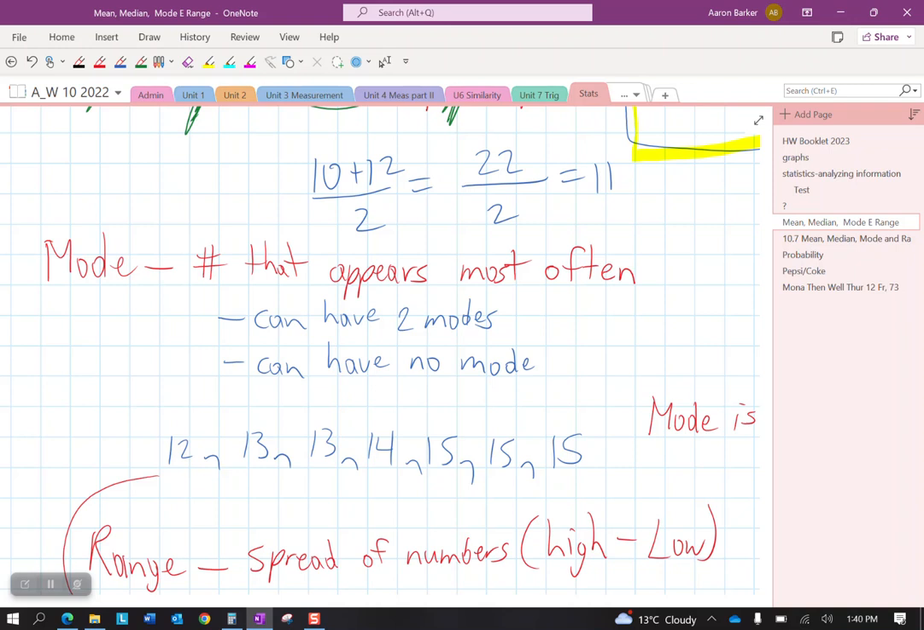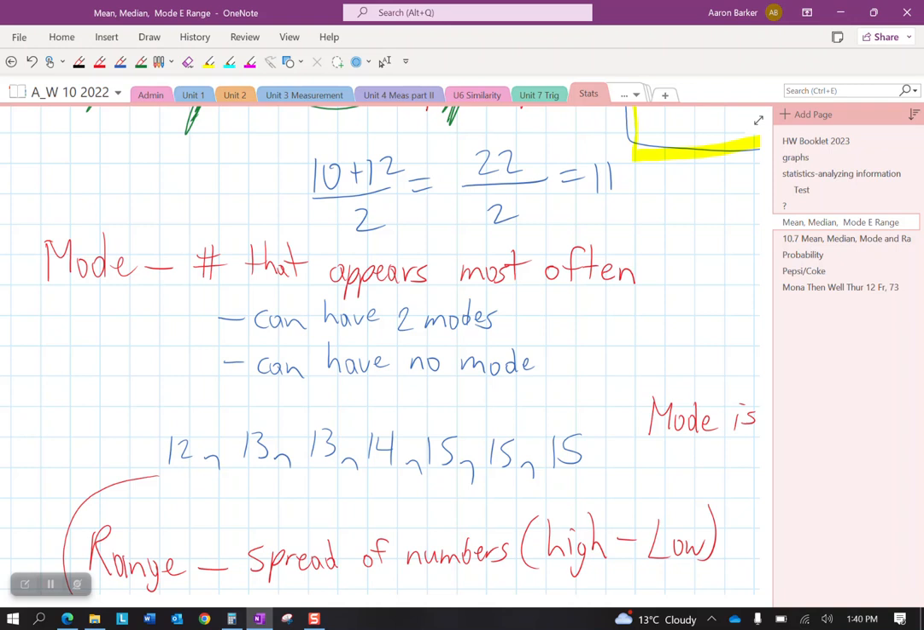Okay. If you have a very strong focus, a small range, you know your experiment is successful. So your spread of numbers is your high number minus your low number.